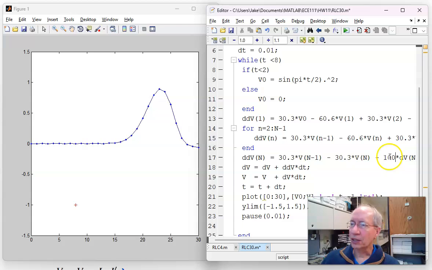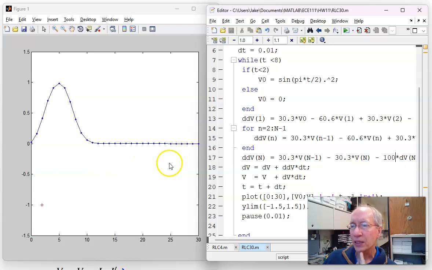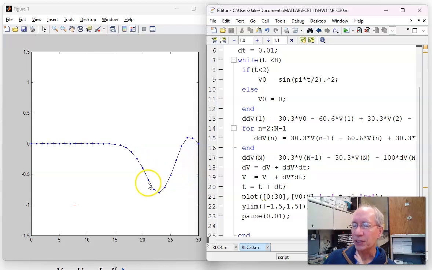So 1 over R becomes 100, 1 over RC. Now what happens when I launch a wave? If you look at the right endpoint, the R is really, really small, so the voltage doesn't change much. This becomes kind of stiff, barely moves. It barely moves, but when it barely moves, I get a negative reflection.